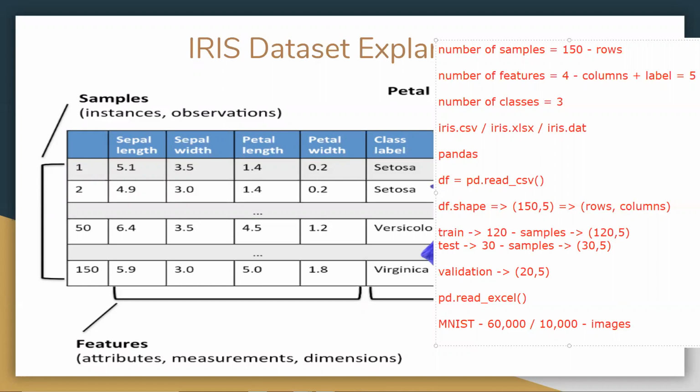So in that case, your train will become how much? 100 by 5. Clear? If you have validation data also, then your train will become 100 samples only. So this will be 100 plus 20, 120 plus 30, 150. Total 150 samples and 5 columns. Got it now? This is how you split the data into train, test, and validation. This is optional.